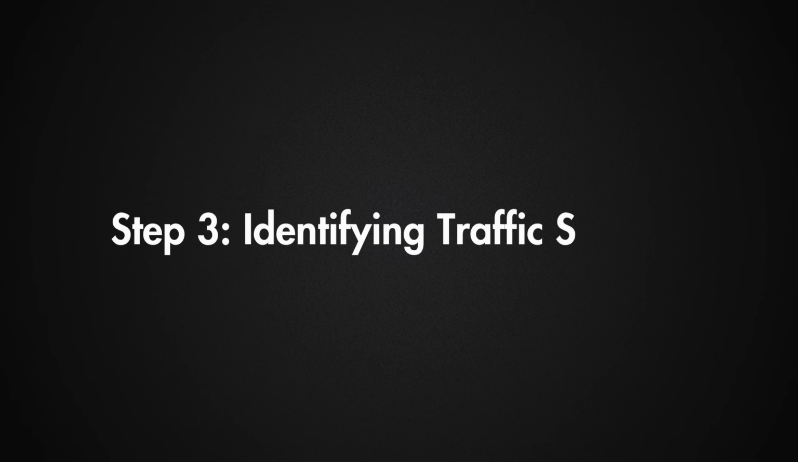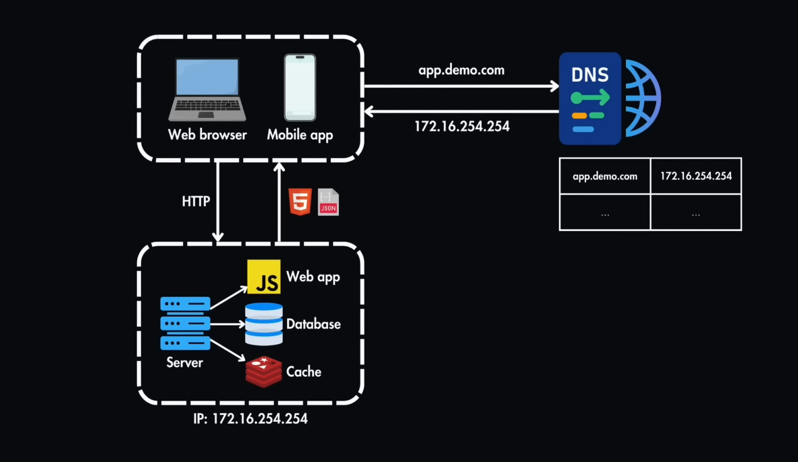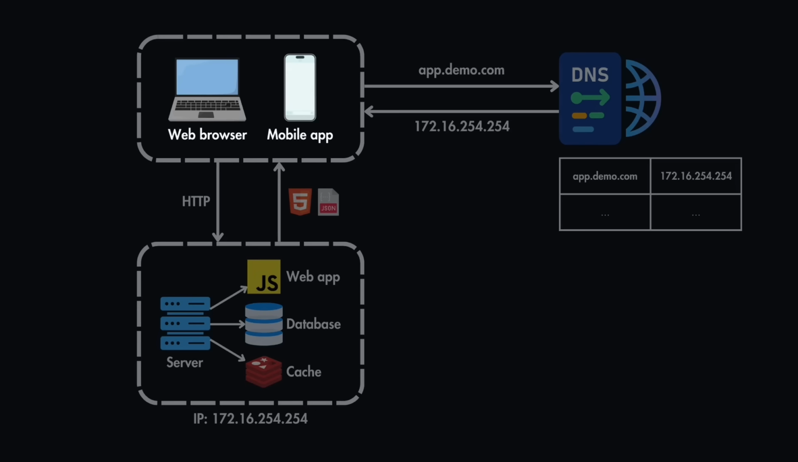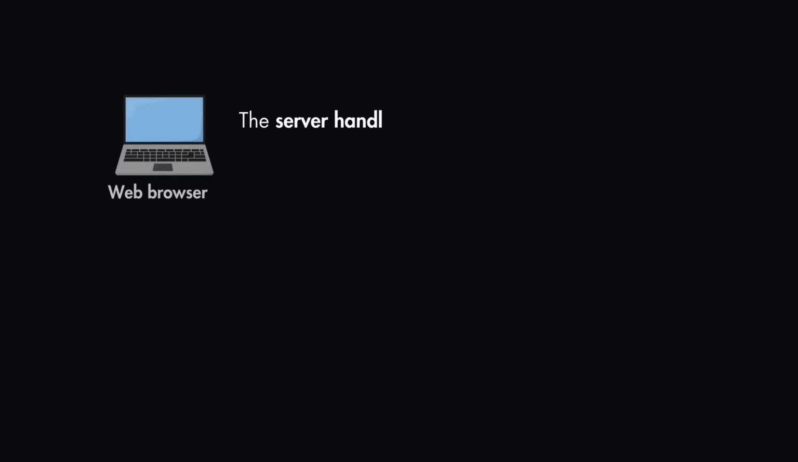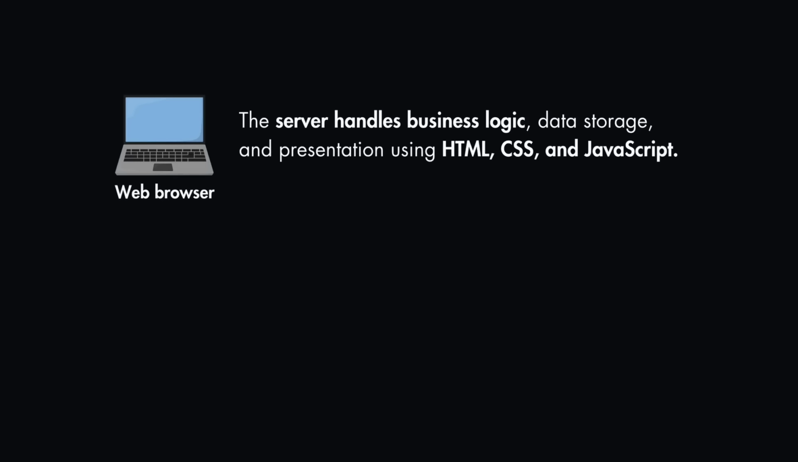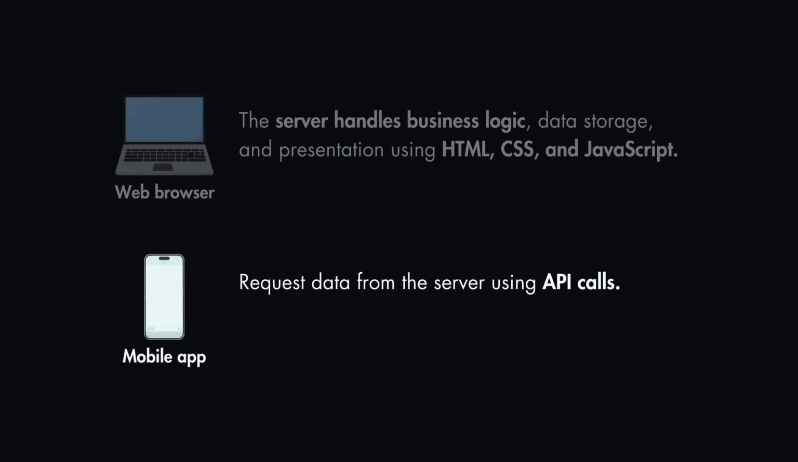In this setup, traffic usually originates from two main sources. The first one is the web applications, and the second one is the mobile applications that are trying to access our server. For our web users, the server handles the business logic, data storage, and also presentation using HTML, CSS, and JavaScript. And for mobile users, communication typically happens over HTTP. These mobile apps request data from the server using API calls, and JSON is often used for responses because it's lightweight and easy for mobile devices to interpret.